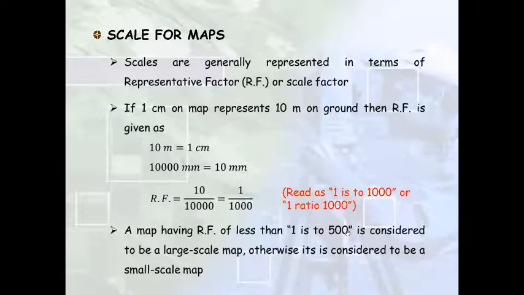So if it is in this range, that means it is a large scale map. The reduction factor you are using is smaller. And on the other hand, if it's a large value, so let's say it's 1 is to 1000, that means 1 millimeter on the map, whatever units, is equal to 1000 millimeters on the ground. So that would make it a small scale map because you are using a larger reduction factor.